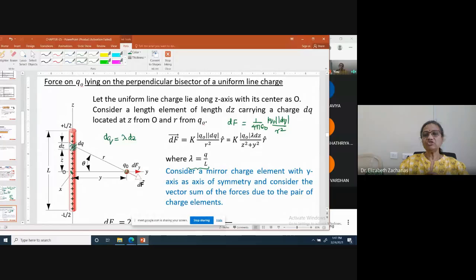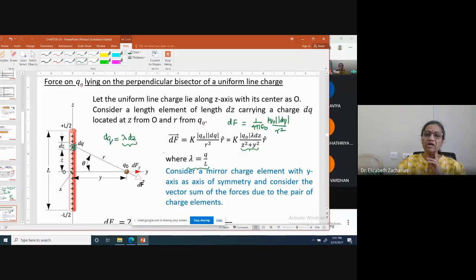Okay. Now instead of dq, I can put lambda into dz. Then after writing that, I don't want some unknown variable r there. So from Pythagoras theorem, I know that r square is equal to z square plus y square. So I just make that substitution here. It is z square plus y square. Next, I don't want to write 1 by 4 pi epsilon naught. I am lazy. I am going to write only k there.